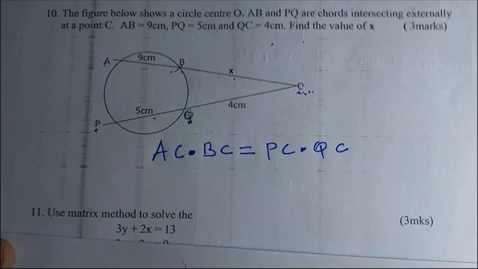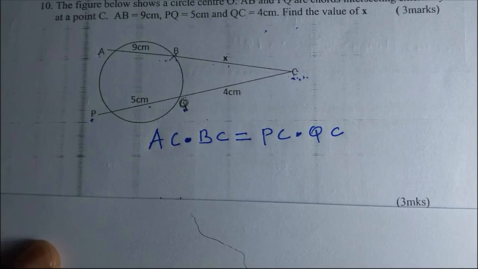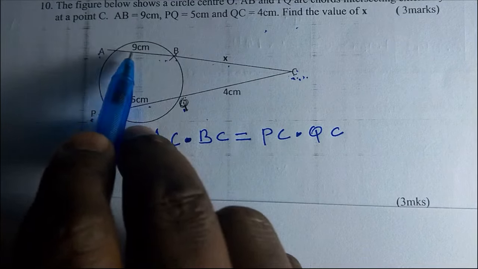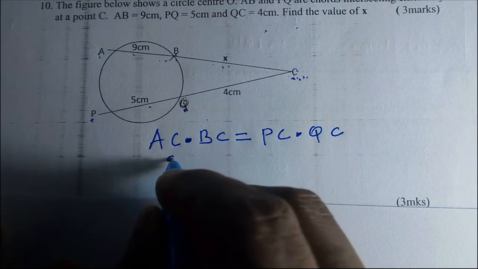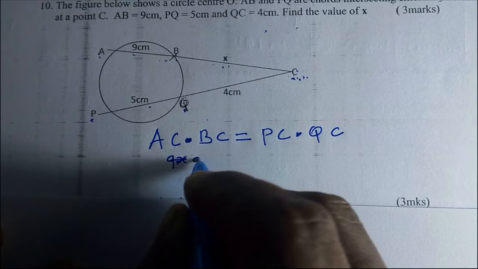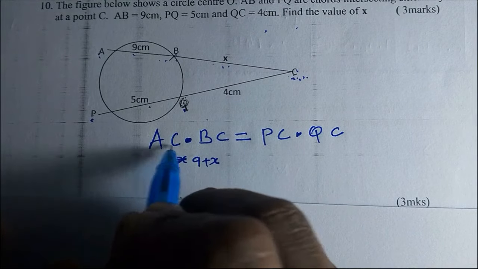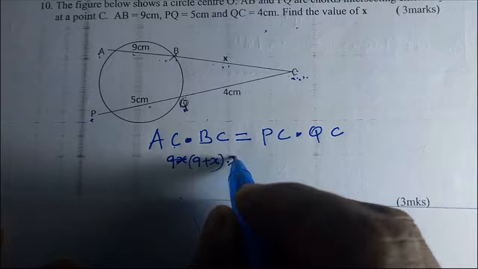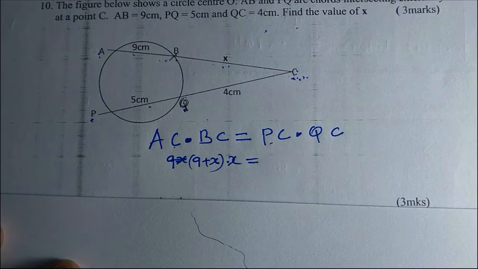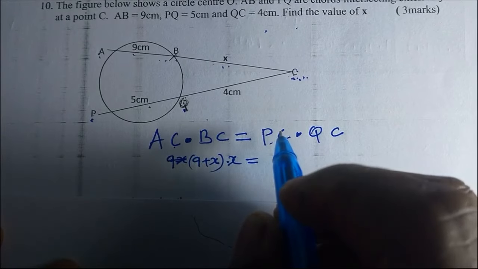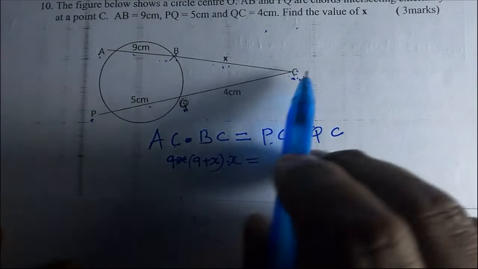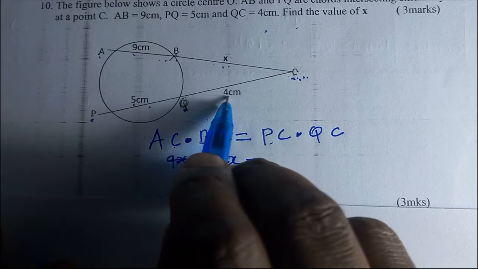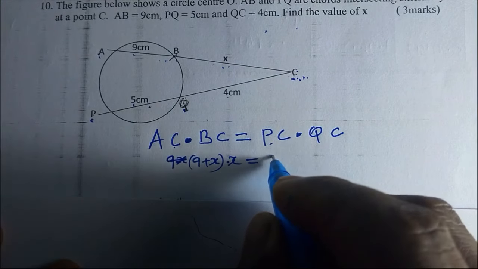After that, now substitute the numbers. AC is 9 plus x. That's where people forget. 9 plus x, that is AC. Then times BC, which is x, will be equal to PC, which is 5 plus 4, 9, times QC, which is 4.